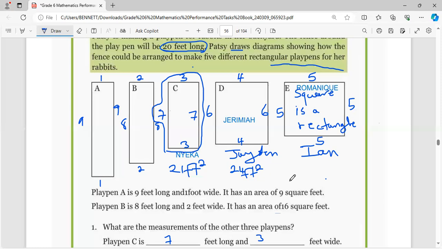Since E is a square, the area would be really easy to find. You could say 5 times 5 because area is length times width, and the length and the width are equal. So 5 times 5 is 25. So that means the area would be 25 square feet. Thanks so much. All right, so as you said, guys, 25 square feet.